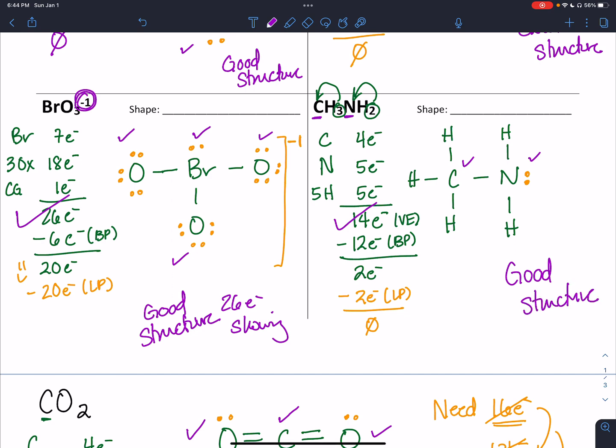All right, so that's a basic how-to for the Lewis structures. We're going to practice some more in class. I'm going to come back in a second screencast, and we're going to talk about 3-dimensional shape. And then in a third one, we'll talk about polarity and intermolecular forces.